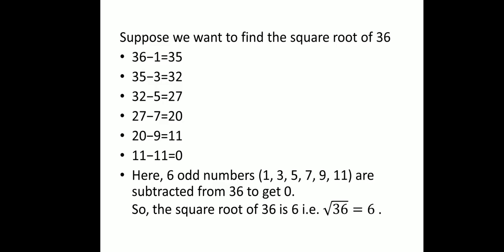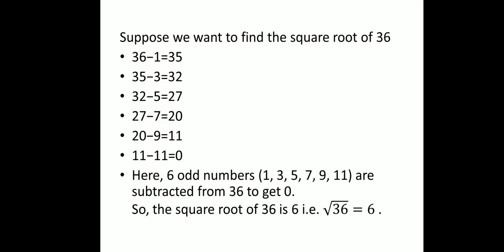Let us take an example. We need to find the square root of 36. As I told you, we need to do the repeated subtraction starting from successive odd numbers, and we need to start from 1 only. So 36 minus 1 will give you 35. 35 minus 3 will give you 32. 32 minus 5 will give you 27. Likewise, you need to keep on doing this subtraction till you get 0. Here, 6 odd numbers, that is 1, 3, 5, 7, 9 and 11, are subtracted from 36 to get 0. So the square root of 36 is 6, that is, root 36 is equal to 6.